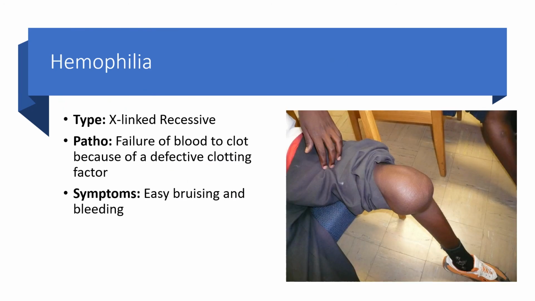This next disorder is hemophilia, and it is X-linked recessive. That means it is carried on the X chromosome. Poor guy. What happens is that the blood is not able to clot properly. So you have easy bruising and easy bleeding. Maybe he tore something in his knee, like one of the ligaments by accident, or maybe he tripped, and he just can't stop bleeding. And this is called hemarthrosis.